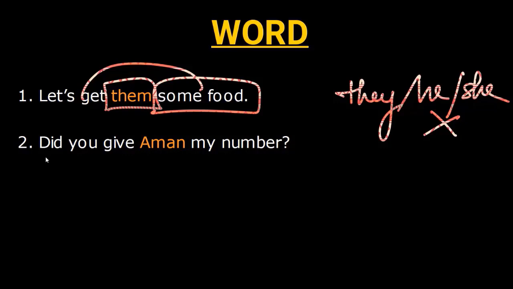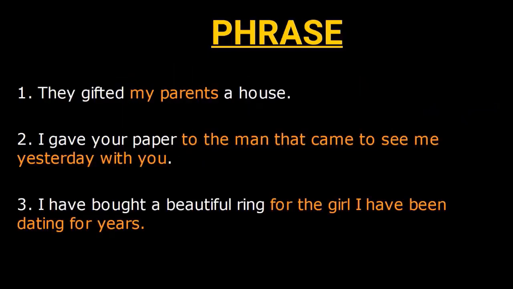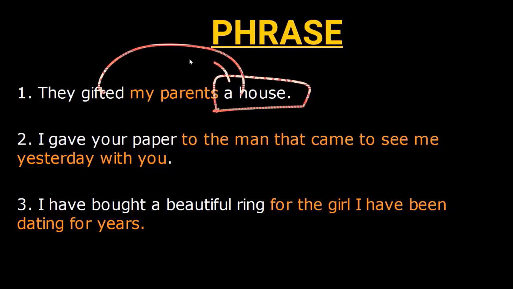All right. Second, did you give Aman my number? Did you give what? My number to whom? Aman. Aman is a noun, one word. So it can be a word, right? If it's a word, it will be a noun or a pronoun. All right. It can be a phrase as well. For example, they gifted my parents a house. They gifted what? A house. Who received it? My parents. Indirect object. My parents, which is a noun phrase. My plus parents: possessive adjective, determiner, plus a noun, which is parents.